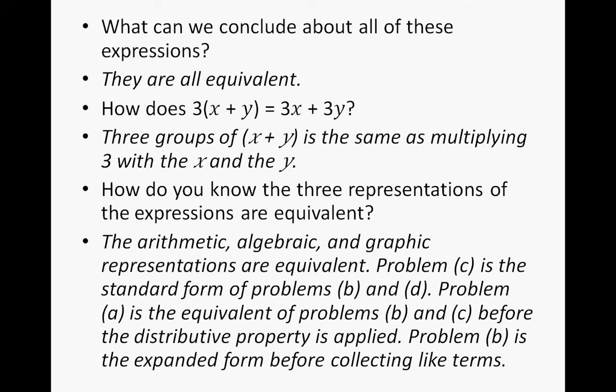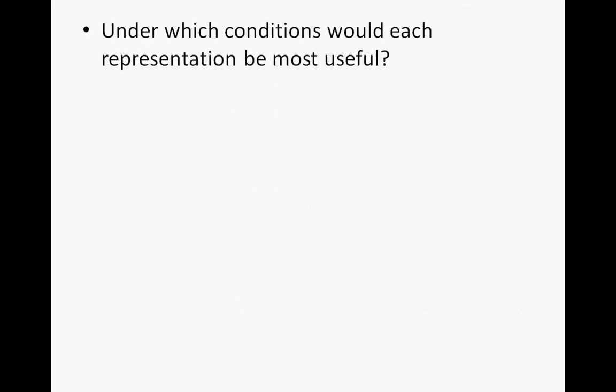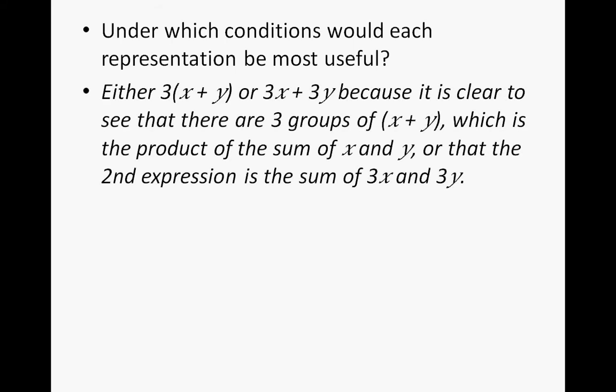Problem C is in standard form of problems B and D. Problem A is the equivalent of problems B and C before the distributive property is applied. Problem B is the expanded form before collecting like terms. Under which conditions would each representation be most useful? Well, either 3 times the quantity of x plus y or 3x plus 3y, because it is clear to see that there are 3 groups of x plus y, which is the product of the sum of x and y, or that the second expression is the sum of 3x and 3y.